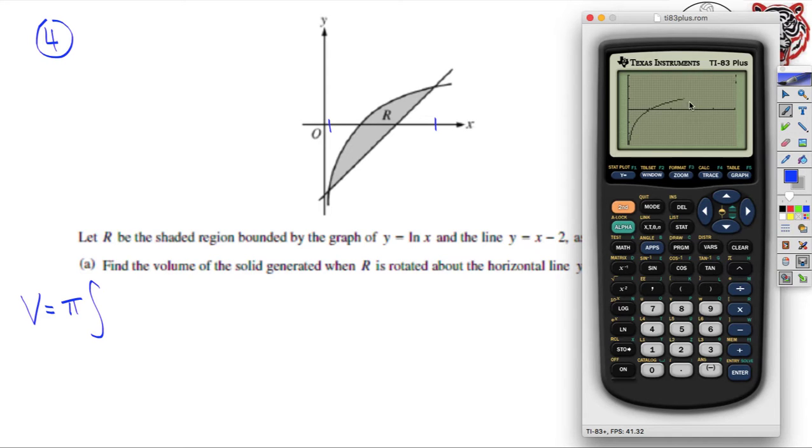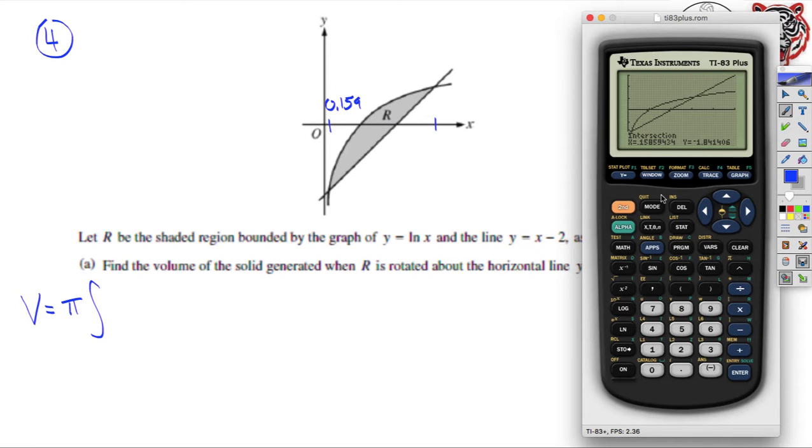So there's our natural log of x. Remember what natural log of x always looks like? It looks like it's intersecting around there. So second trace, and we're going to calculate an intersection point, so 5. I'm going to try to find this one. So first curve, enter. And our guess, I'm going to guess around 0.2. And I got 0.159.